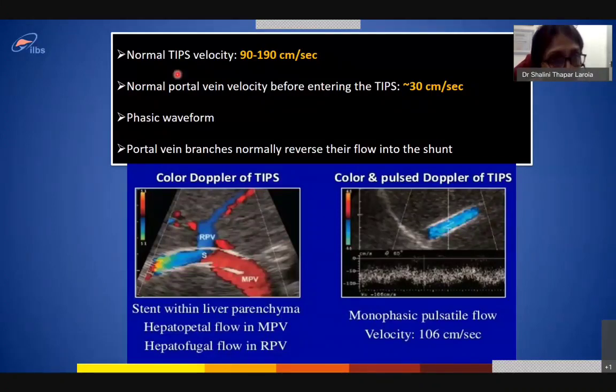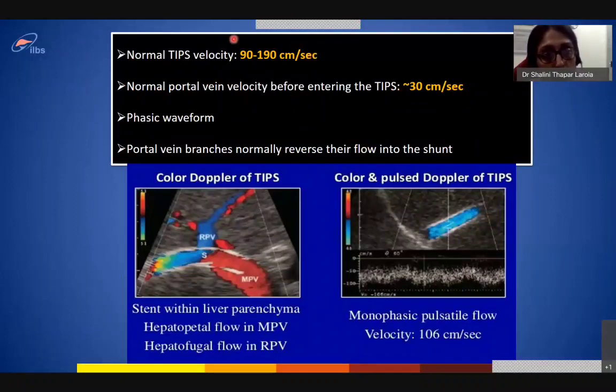So a normal TIPS velocity is higher than what you would expect in the portal vein itself. It'll be anywhere between 90 to 190. When do you say that there is turbulent flow? Only if it is more than 190, or there is impending stenosis or thrombosis if it is less than 90. The normal portal vein velocity before entering the stent is 30.